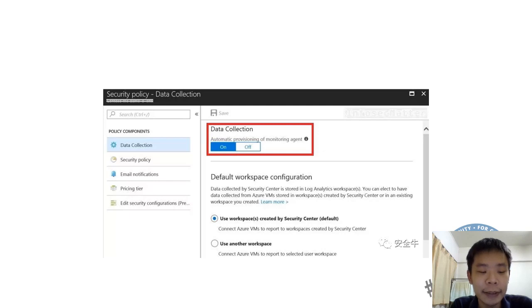When enabling this policy, you should also enable automatically set monitoring agent. This will ensure the Azure monitoring agent is pre-configured on all existing virtual machines deployed in the environment and on any new virtual machine created in the future.